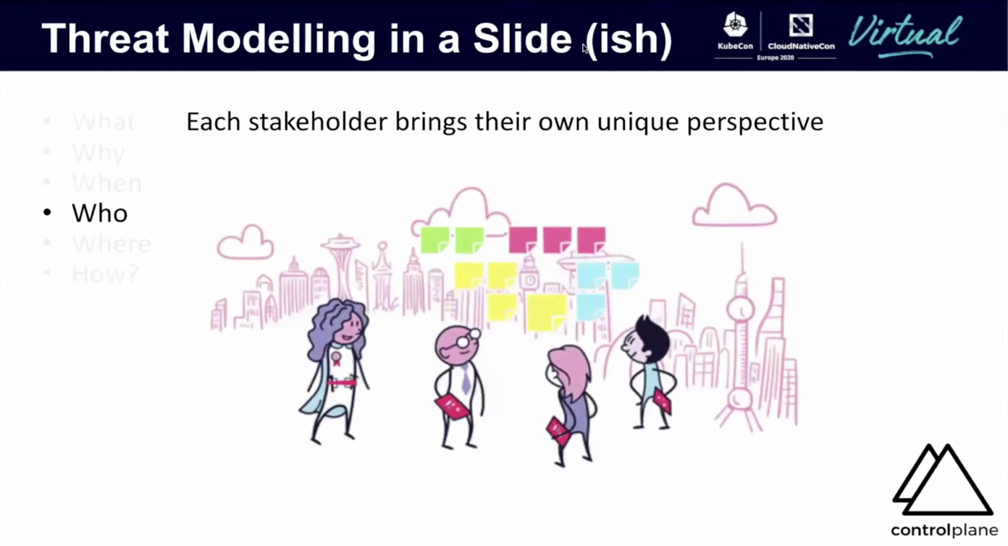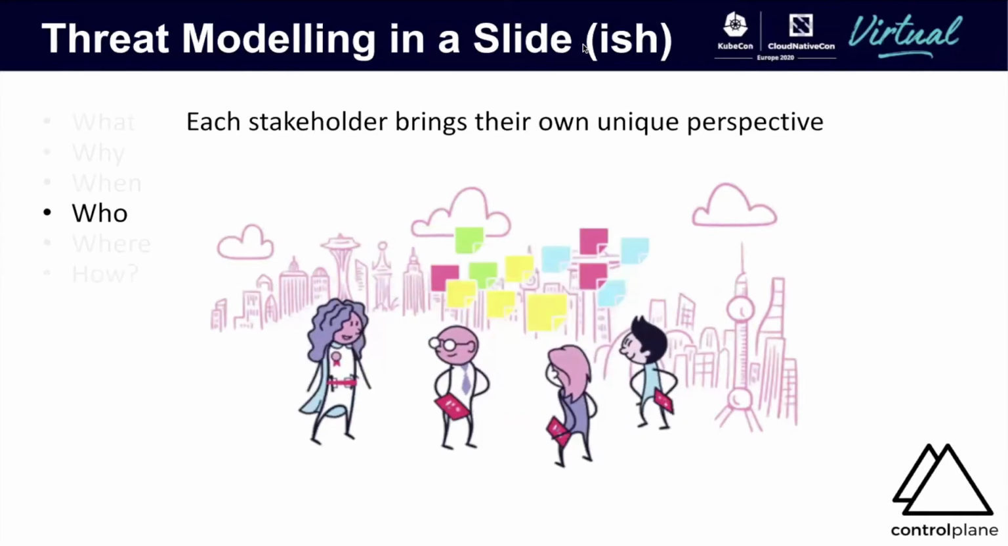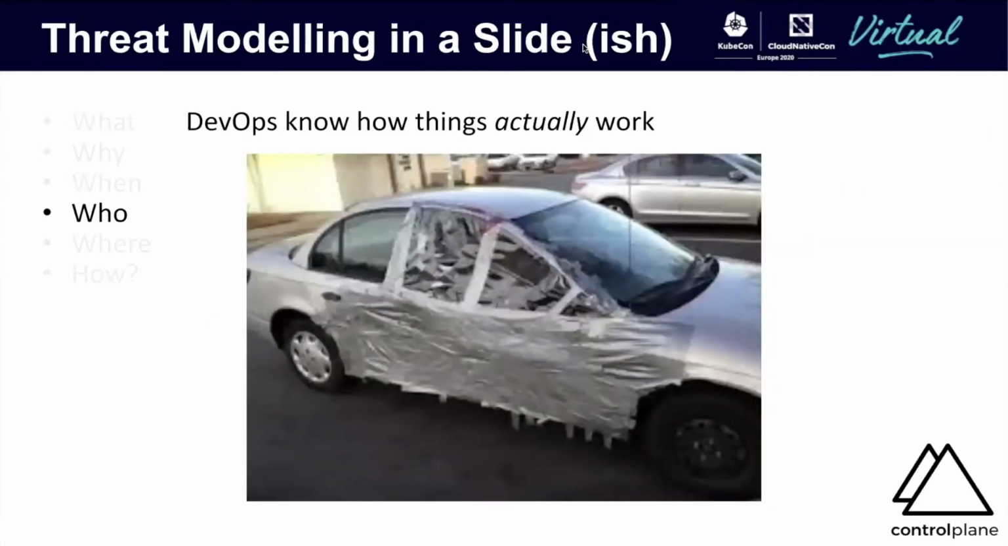So who should contribute to your threat model? Basically, everybody. Each stakeholder has something to contribute and their own unique view of the world. Now, architects have a vision for the system. If that system is already in use, then DevOps will know how that works in practice, and they'll know about those little tricks and deviations they have to get things working that may stray away from the intended architecture.